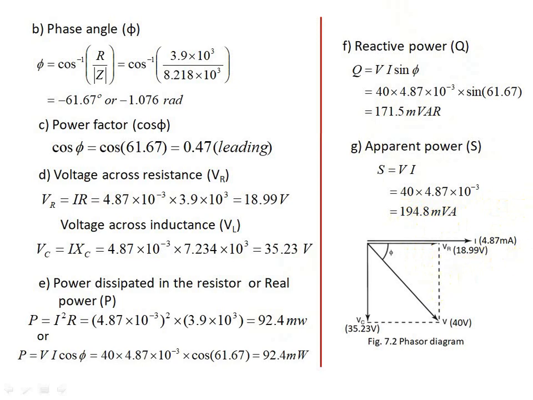So here you will find that the voltage vector, the supply voltage, makes an angle of, in this case, 61.67 degrees with respect to the horizontal component in the clockwise direction. So the supply voltage is lagging behind the current by an angle of 61.67 degrees.